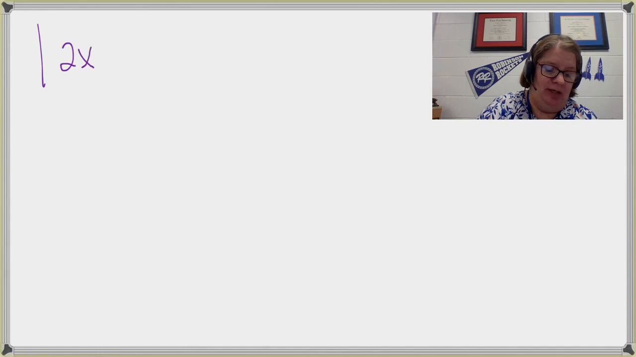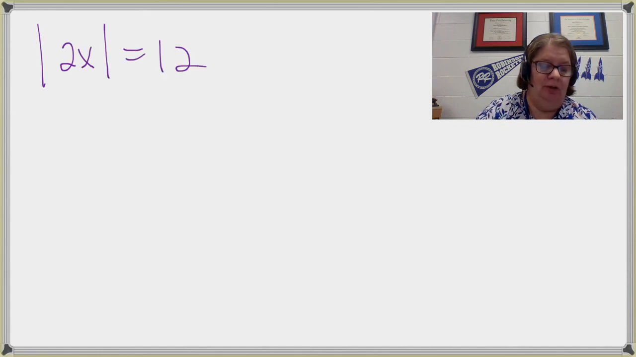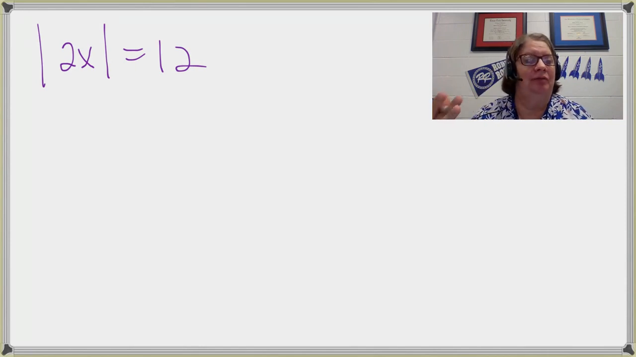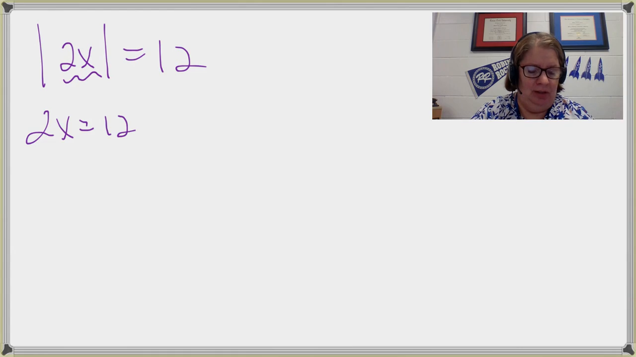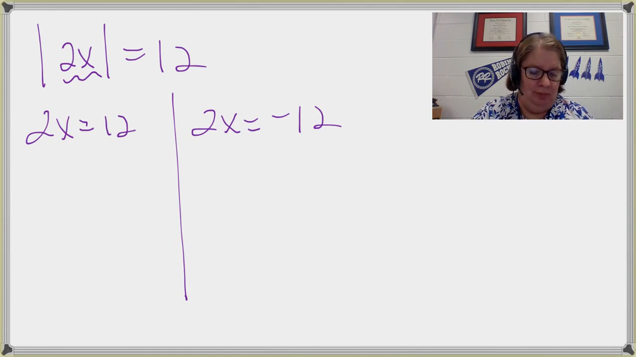Okay, the first example is absolute value of 2x equals 12. That means we're looking for what numbers are 12 units away from the zero. Remember that we said that whatever this quantity 2x is equal to, it might be 12 or it might be negative 12. So we split that equation into two, making one equal to a positive and one equal to a negative. Then we solve it.